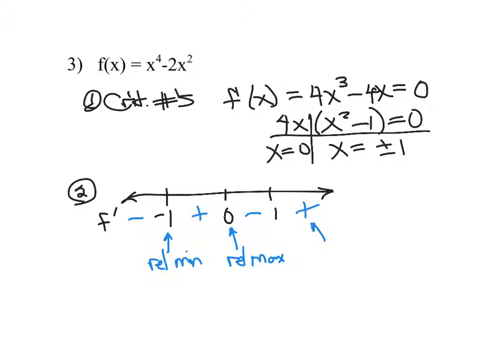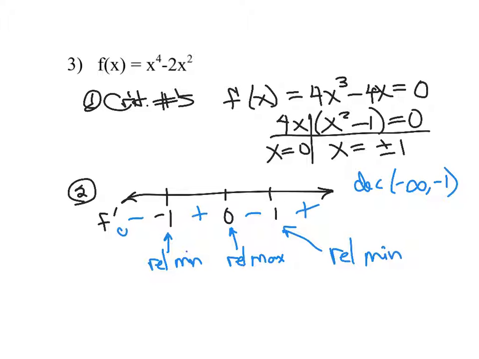And let's fix this. I want to put it at the number 1. So the number 1 turns out to be a relative minimum because I see that my derivative switches from negative to positive. My intervals of decreasing are going to be from negative infinity to negative 1.